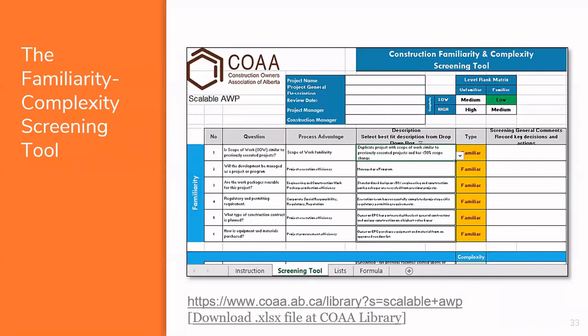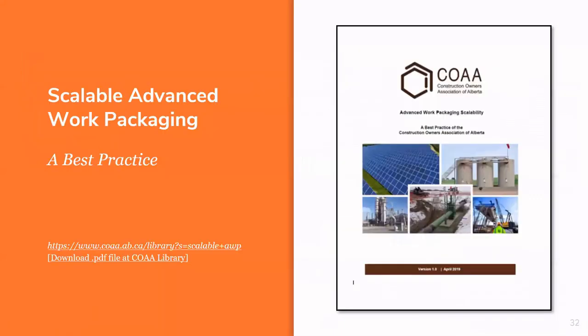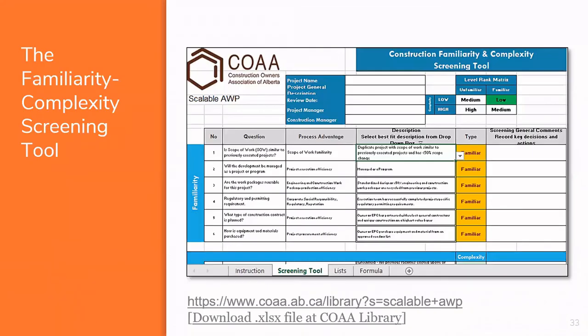The team also developed a screening tool that allows you to determine what type of project you're dealing with in that under 100 million category. That tool is also available free of charge from the COA library. So I strongly recommend you take a look at those tools. And now we'll move to the Q&A portion of this.